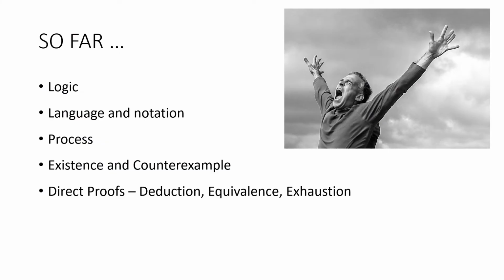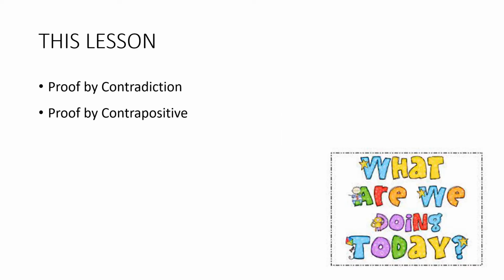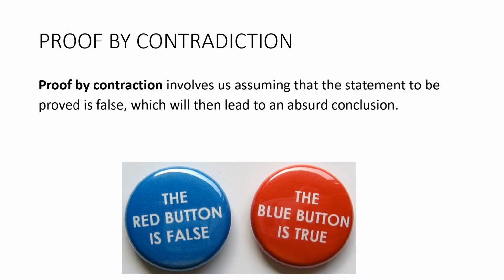In our first lesson we looked at logic, the language and notation of proof, and process. And last lesson we looked at existence and counterexample and direct proof. So we're going to look at two types of indirect proof, proof by contradiction and proof by contrapositive. Let's begin with proof by contradiction.